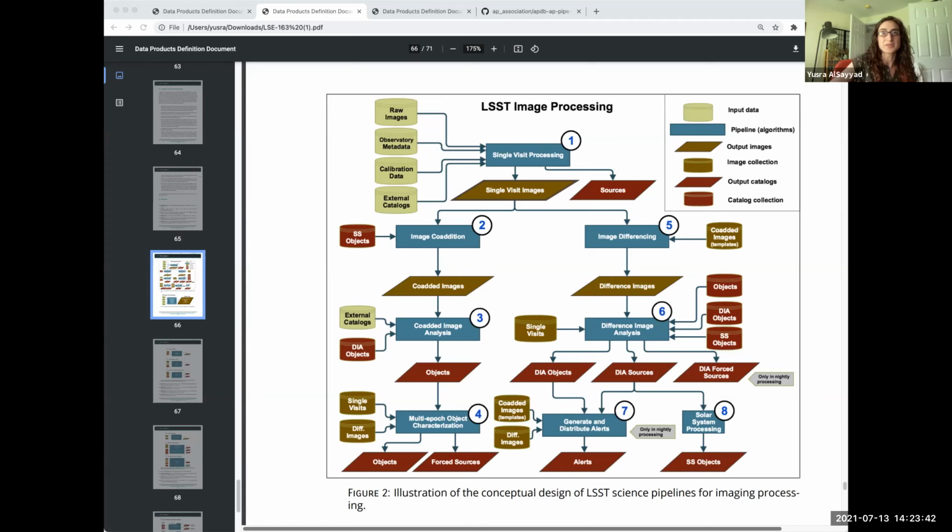Detection on the difference images is run in both polarities, double polarity, so both positive and negative. Well, a more than 5 sigma PSF detection will trigger an alert.